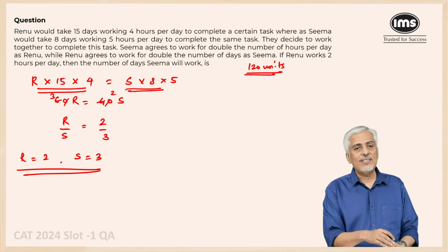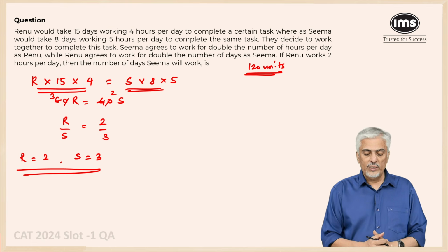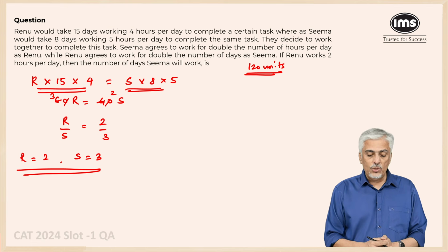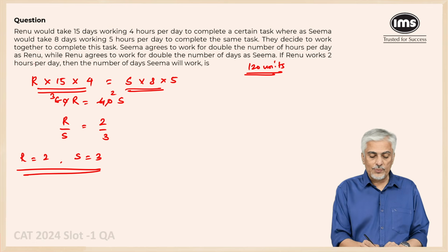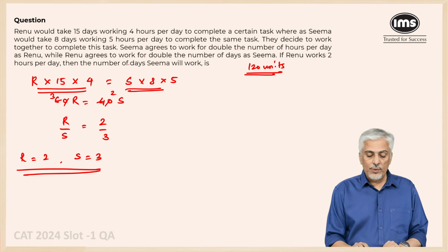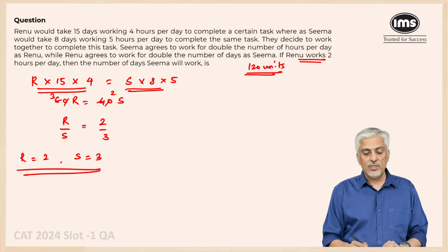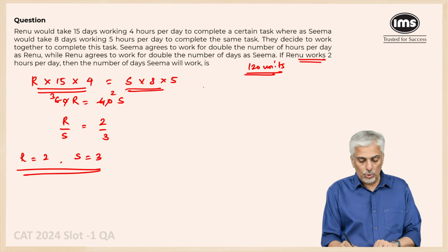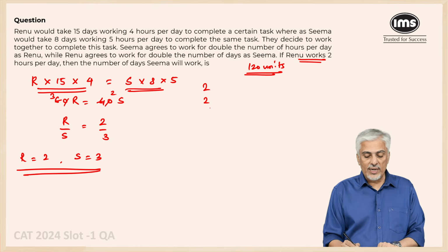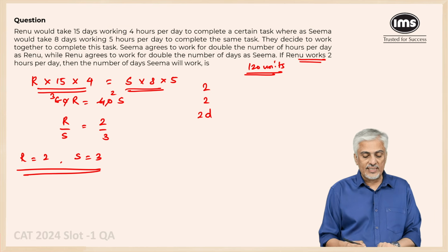Either on this side or on that side, wherever you substitute the value of R or S, you will get 120 units. They decide together to complete this task. Seema agrees to work for double the number of hours per day as Renu, while Renu agrees to work for double the number of days as Seema. If Renu is working for 2 hours per day, Renu per hour is able to do 2 units. She is working for 2 hours and we don't know how many days. Let's call it 2D days because she is going to work double the number of days as Seema.